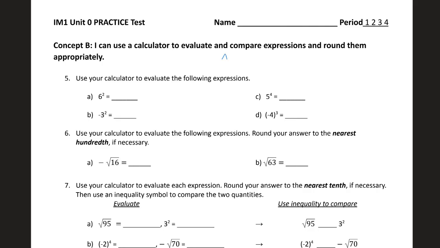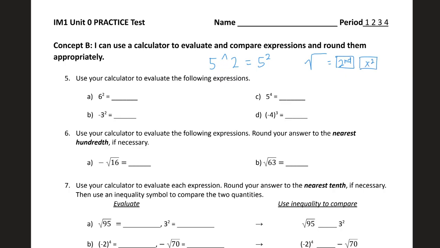So if we wanted to type in 5 to the 2nd power, if you type that into your calculator, it would be 5 caret 2. Remember, if we want to do a square root, we have to press 2 buttons. The first button we press is second, and then you're going to press the button that says x squared.